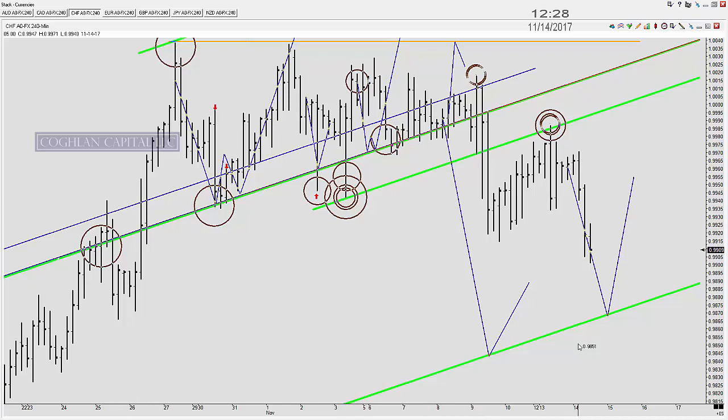Think about it this way. Supposing you are contemplating a short in the dollar. Supposing you are contemplating a long in the euro.